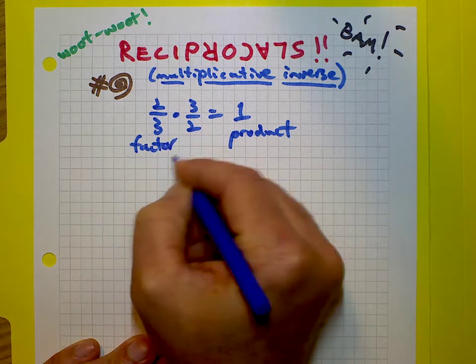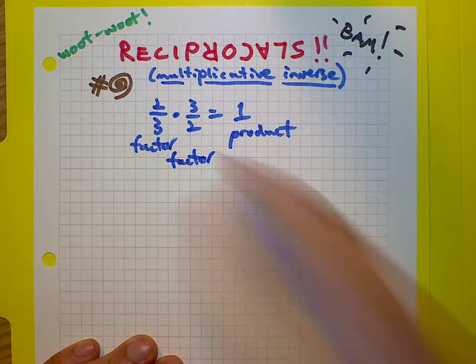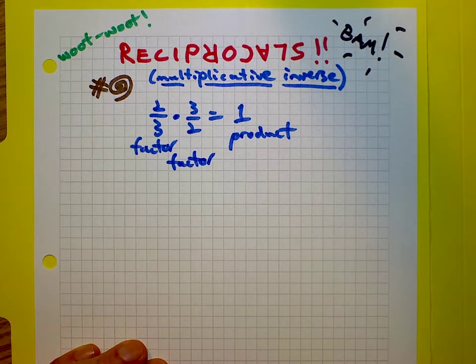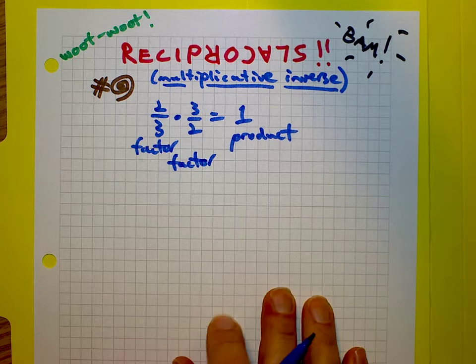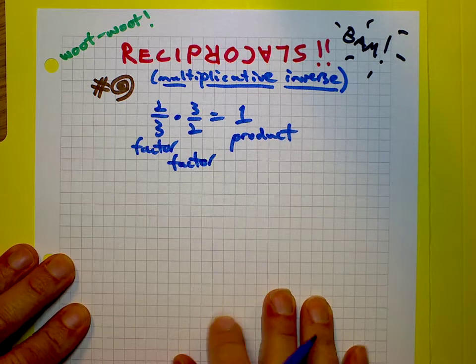So this is maybe the easiest, most recognizable form of a reciprocal. Excuse me, going off to the side here. Woo! That was like 10 feet off the mic. I hope that didn't scare you.